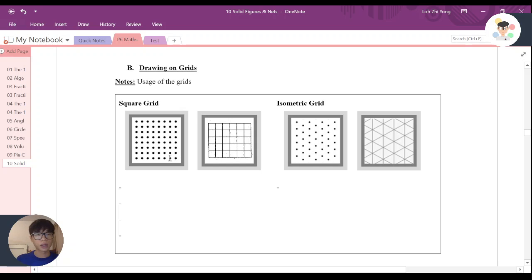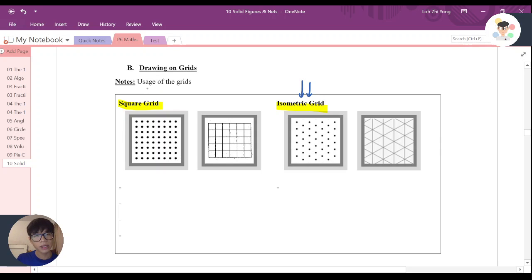Now, before we talk about drawing on grids, I want to introduce two very important things that you need to know. The first one is that we have two different types of grids here. One is called square grids, the second is called isometric grids. And this chapter is mainly focusing on isometric grids because we are drawing 3D shapes.